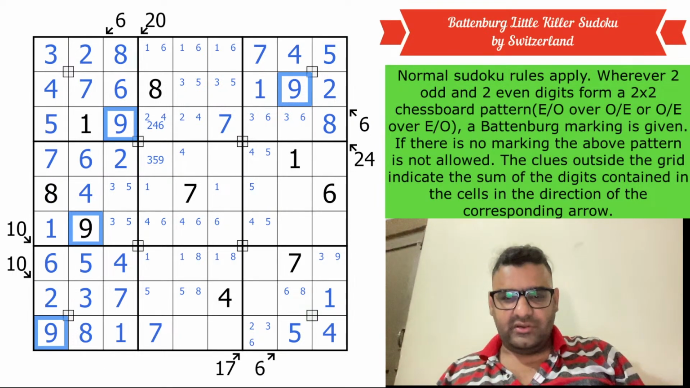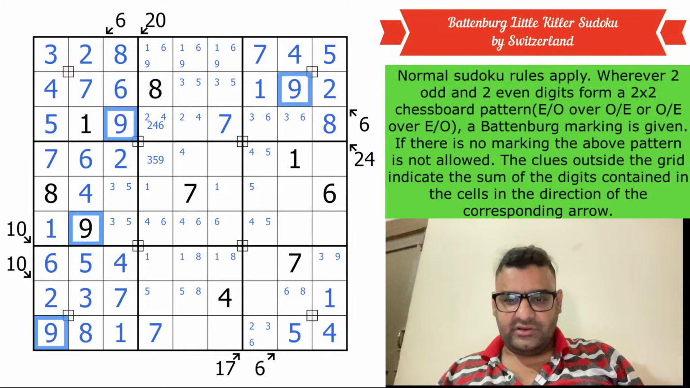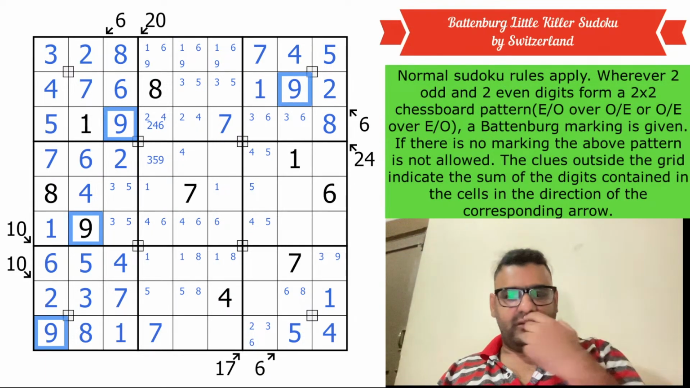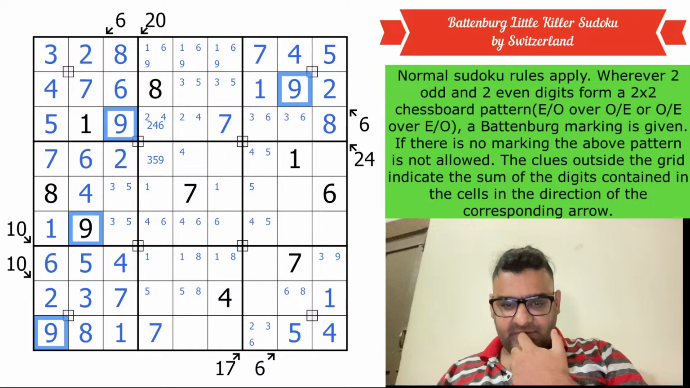Nine is going to be one of these. If we go check the nine, nine can be any of them. Nine cannot be here, nine cannot be here. These three can have it.